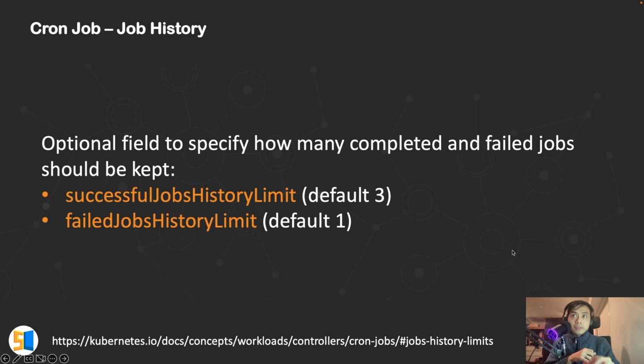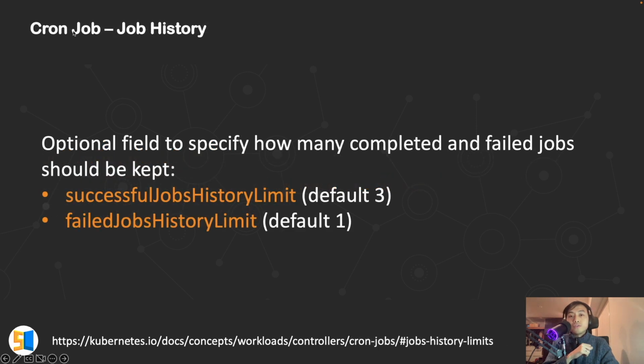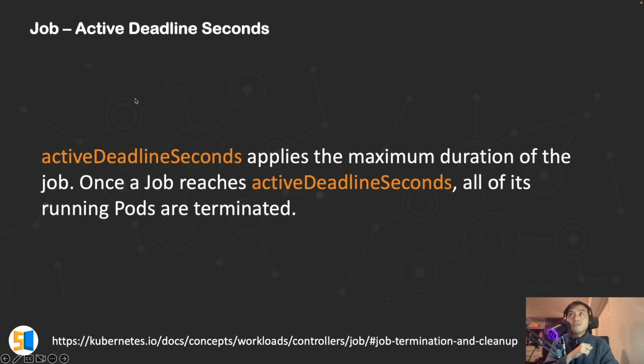Next, I have another option, active deadline seconds. This is at the job level. Previously, those were cron job level configurations. Now in the job level configurations, active deadline seconds is basically where we put a maximum duration of the job execution in seconds.